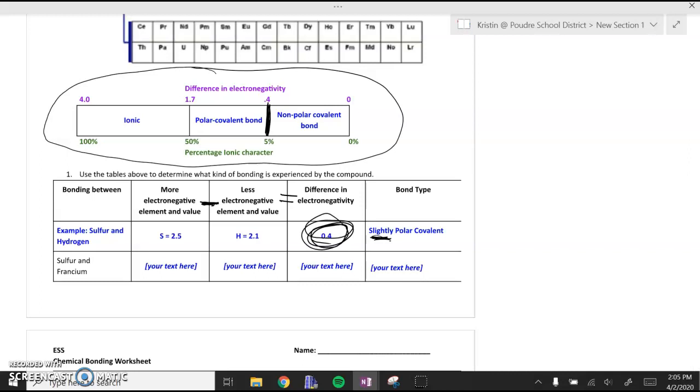So you'd find sulfur and francium, and you would put the electronegativity, whichever one is bigger, it's going to be sulfur. So put sulfur and then you'll put francium. Then you'll find the difference and you'll decide where it falls in these 3 boxes. And based on that, you can tell me if it is ionic, polar covalent, or non-polar covalent.